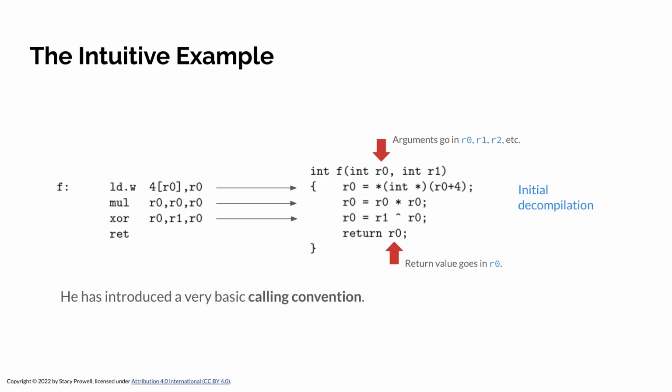For his intuitive example, he says, let's just decompile it. Ret returns R0, so we'll just write return R0. There are 2 arguments to it, so we'll just say R0 and R1. The arguments will be R0, R1, R2, etc. in that order. For the first thing, I'm going to R0 plus 4, so I'm going to cast that value to an integer pointer, and then dereference it to get the contents, and that's going to go in R0. Then I square it, then I exclusive OR it with R1 and put it in R0 and return it. There we go. Very basic calling convention here is that the arguments go in R0, R1, R2. Return value goes in R0.